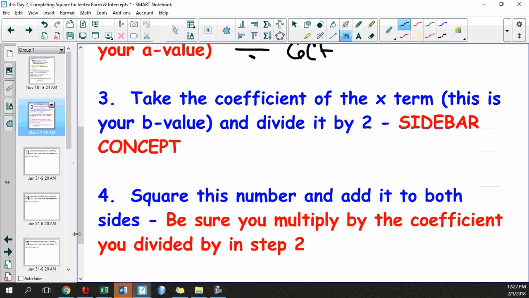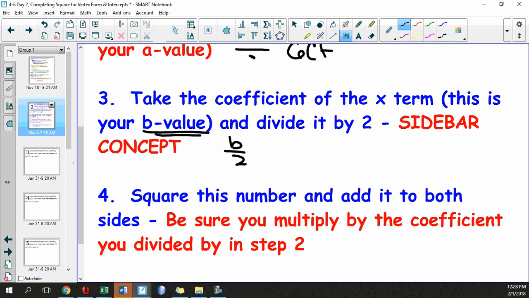Now, you are going to take the coefficient of the b value. Please correct this in your notes. It accidentally says a value. You need to change that to b value. Yesterday's homework assignment, we learned how to take b divided by 2 and square it. Do you remember that? Step 3 is your b divided by 2.